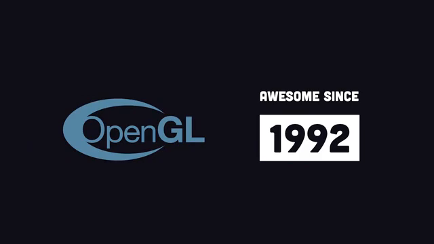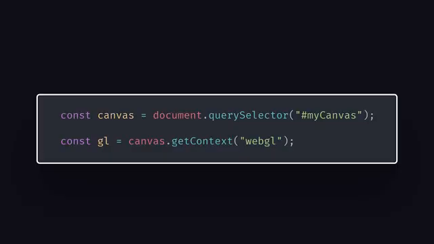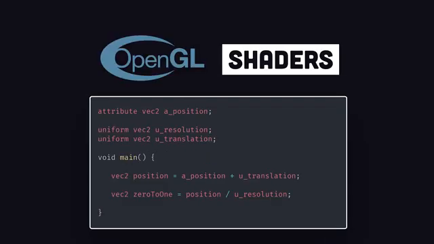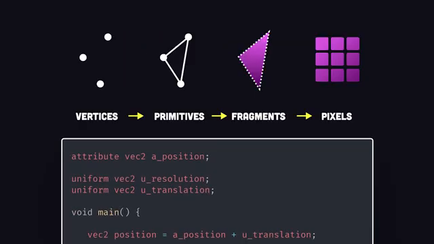called OpenGL. To get started, you just need to grab an HTML canvas in the DOM, then get its WebGL context to start drawing. The main program code is written in JavaScript, but shaders are written in the OpenGL ES shading language. A shader will take information about a vertex or fragment and use the GPU to calculate the data required to render it as a pixel on the screen.